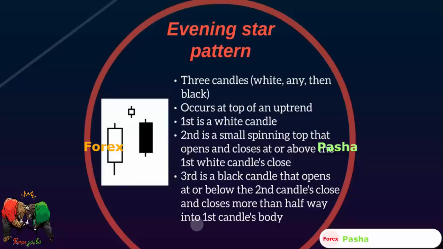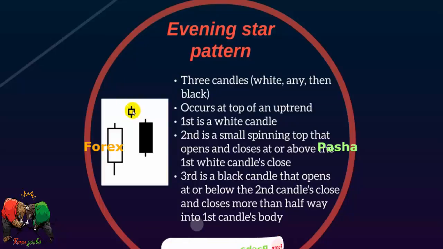Now, in terms of the rule for the evening star pattern, the first candle always has to be a white candle. The second candle has to be a small spinning top, which is basically a candle with a small body and small shadows. That candle has to open and close at or above the first white candle's close, which is this line here. The third candle has to be a strong black candle that opens at or below the second candle's close, which is this candle here, and it also has to close more than halfway into the first white candle's real body.